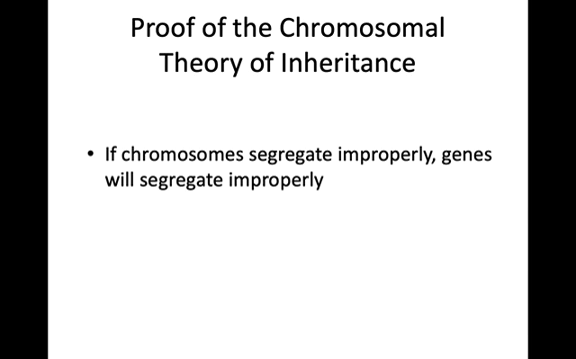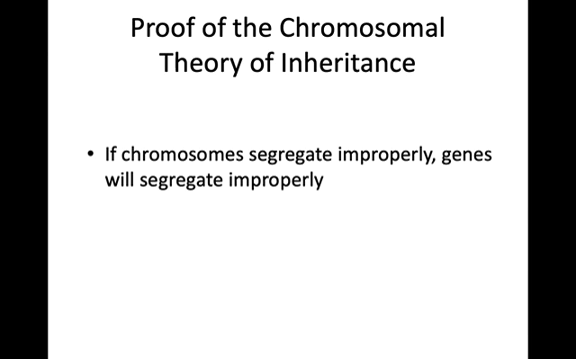And we know they do obviously reside on chromosomes, but we didn't know it at the time. So one can make a prediction. If chromosomes segregate improperly, that would be seen cytologically, right? Like in a microscope. If chromosomes segregate improperly, then the genes will also segregate improperly because the genes reside on the chromosome.